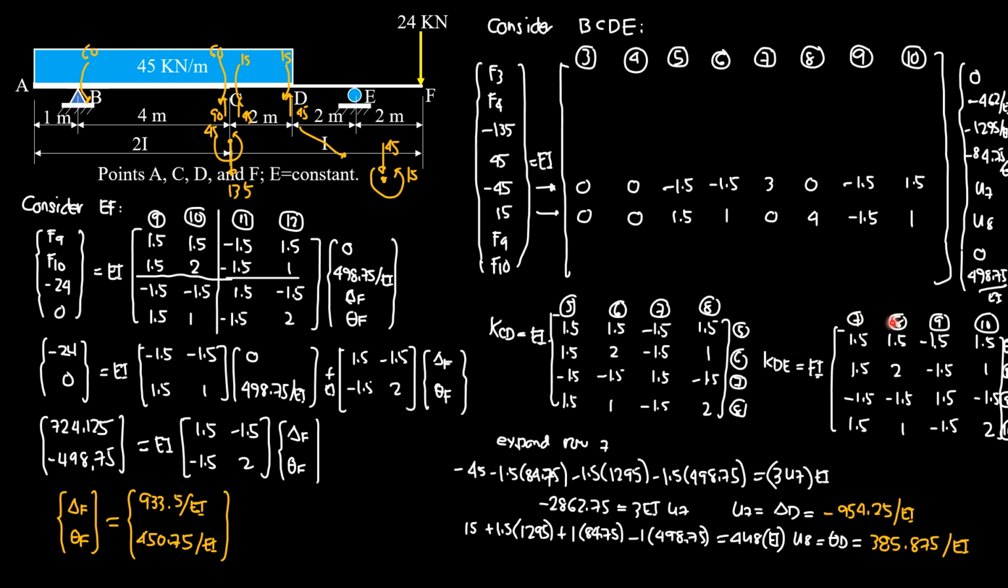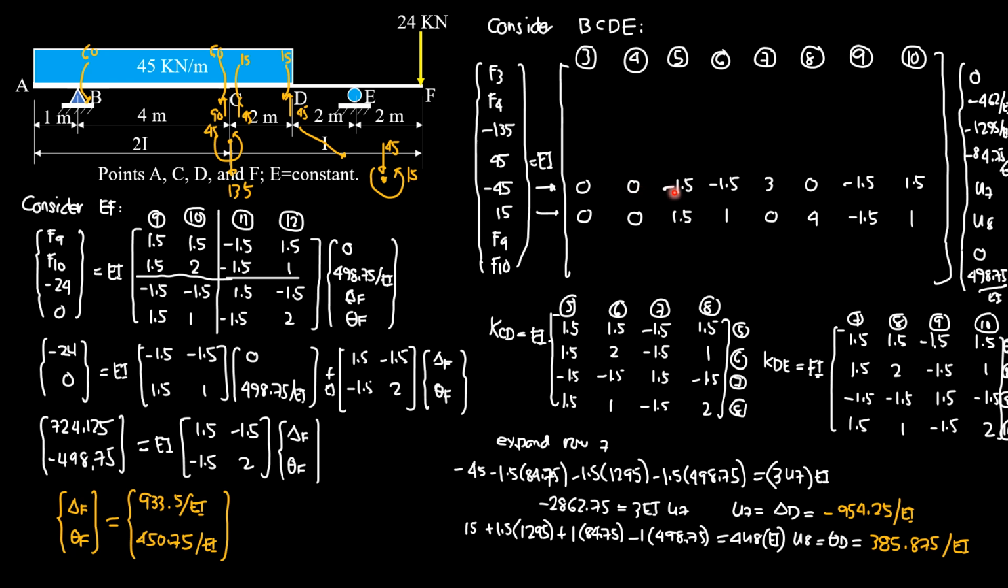D is 7 and 8, then E is 9 and 10. C is 5 and 6, D is 7 and 8. Then we expand, we fill up this part. 7, 3, we'll have 0 stiffness because they are very far. 7, column 4, 0 also.